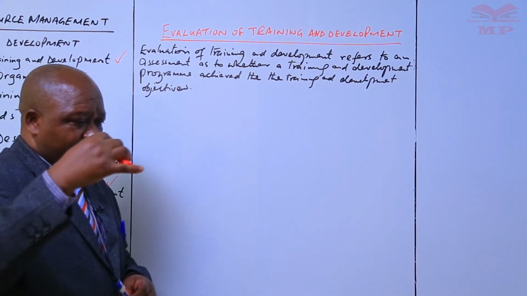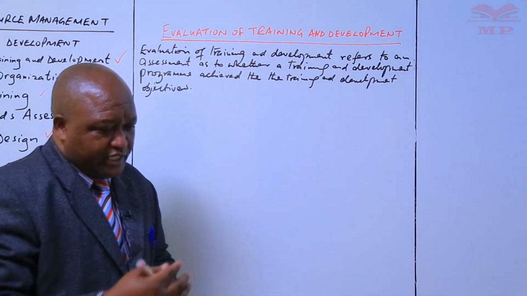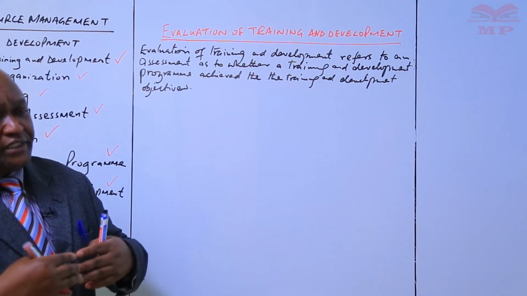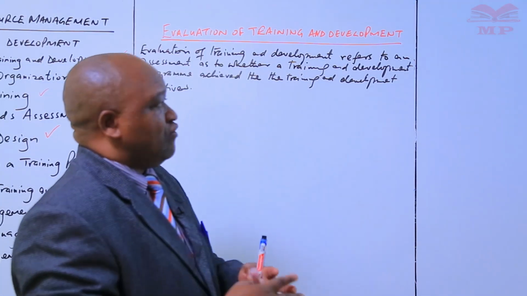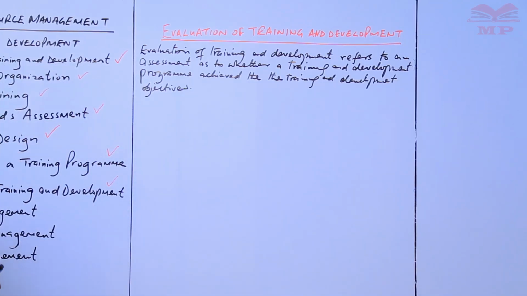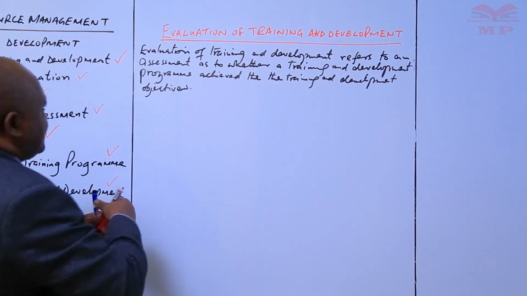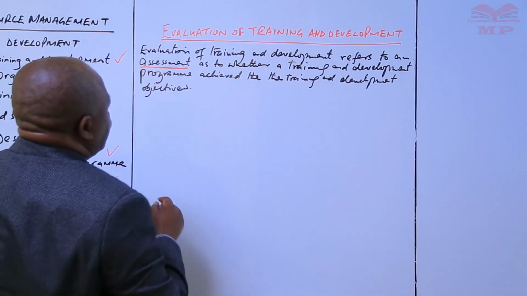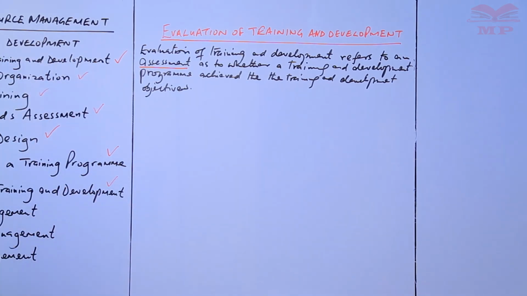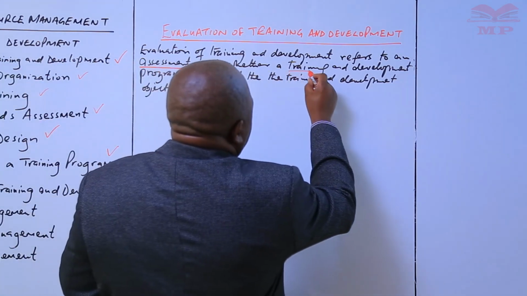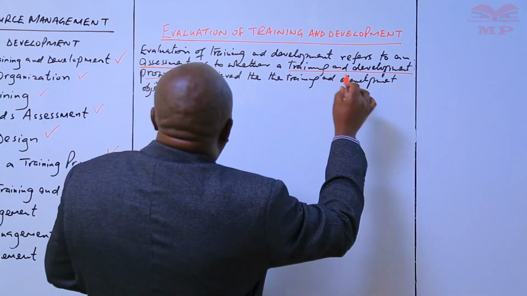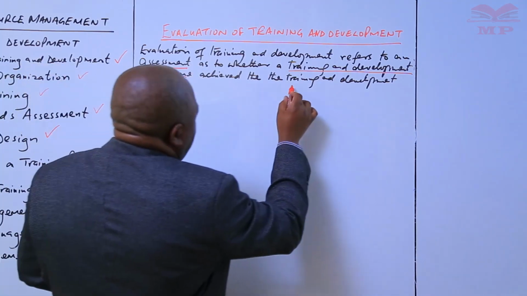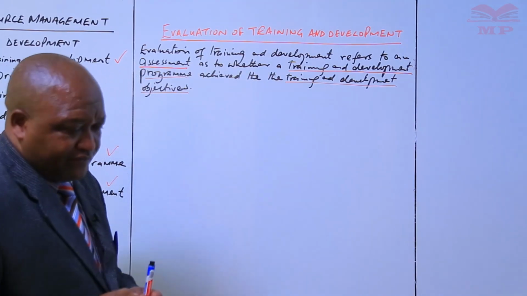An organization might have set out a training so that this training can improve the communication skills of a given employee, or can enhance the operation skill of a given machine. So when you talk about evaluation of training and development, this refers to an assessment as to whether a training and development program achieved the training and development objectives.